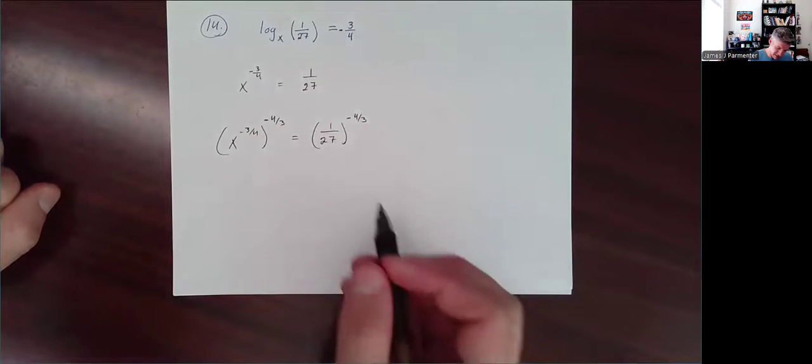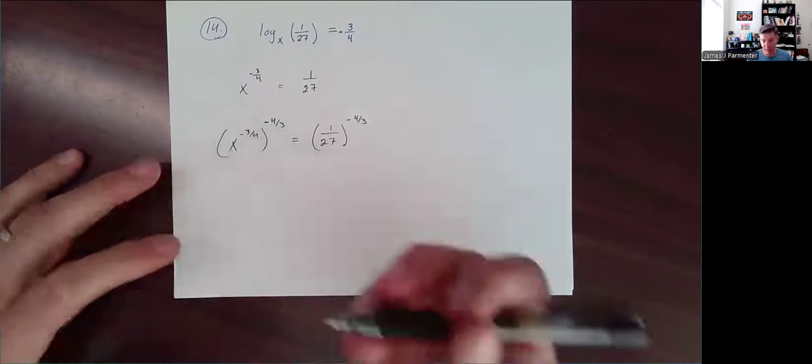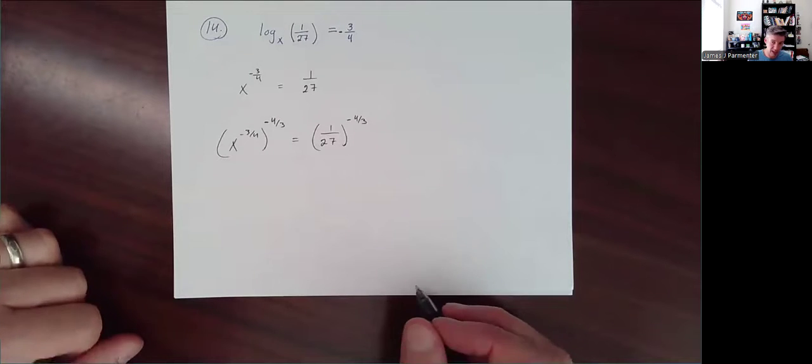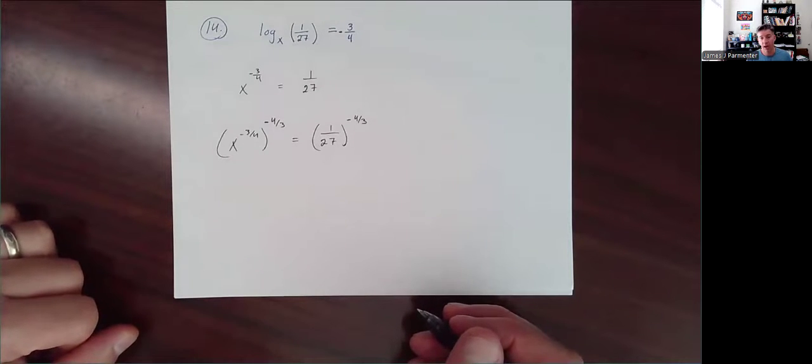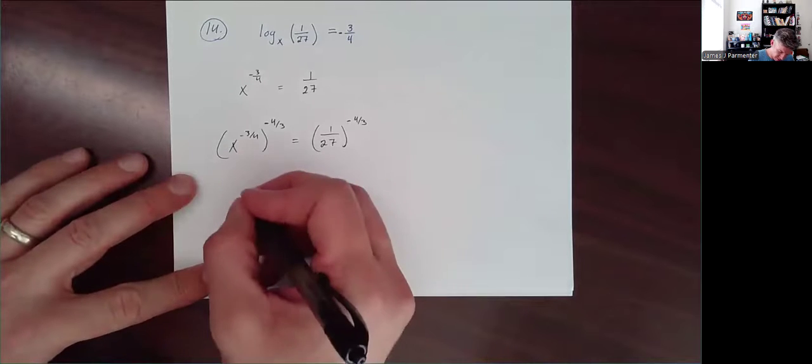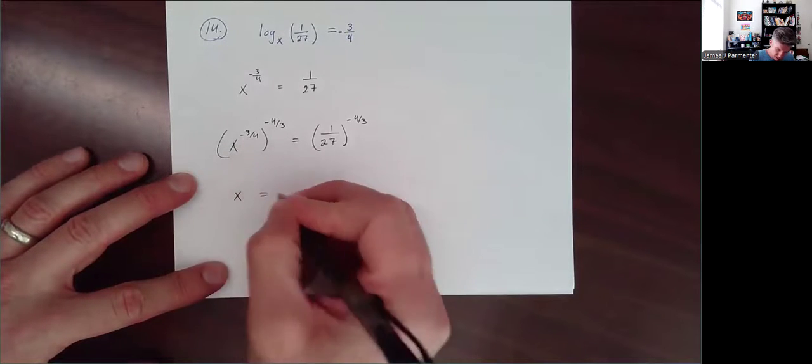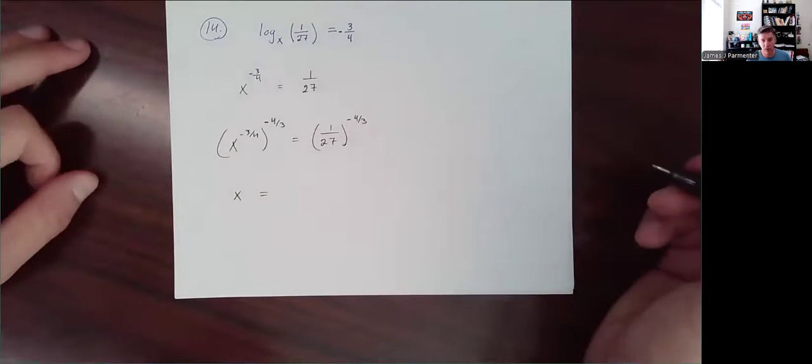Kind of annoying over here. The left-hand side is just x to the 1st, right? Negative 3/4 times negative 4/3 is positive 12 over 12, which is positive 1. So we have x to the 1, which is just x. Over here, there's a lot of different things you could do first.